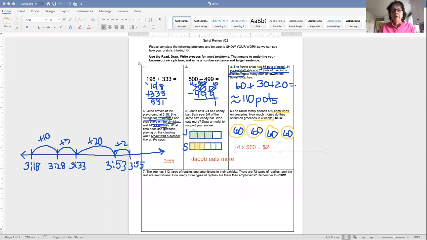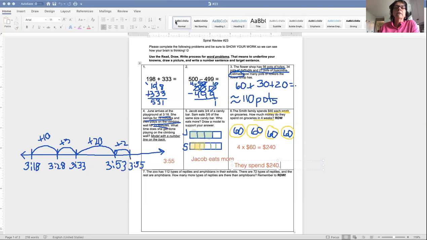Use my dollar sign. And then I add my 0 because it's not just 4 times 6, it's 4 times 6 tens. So how much money do they spend on groceries in 4 weeks? I can write a little PS here. They spend $240. Okay, that was having you practice a word problem and multiplying by multiples of 10.